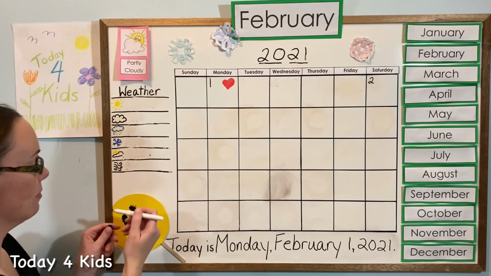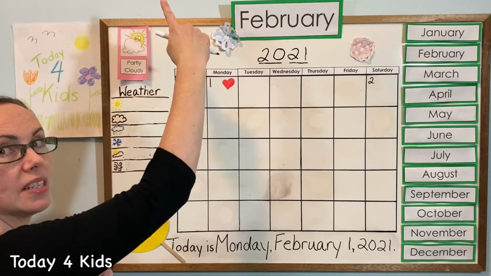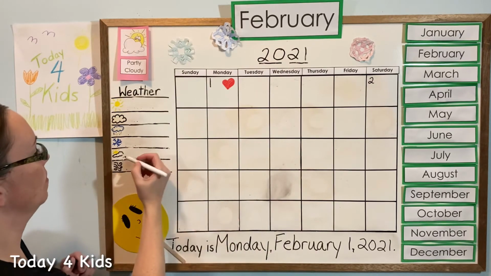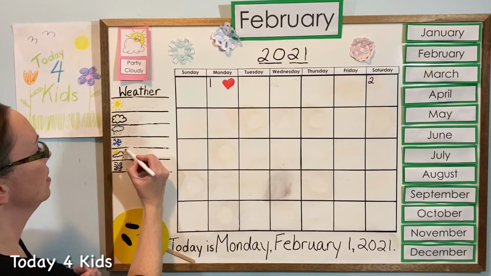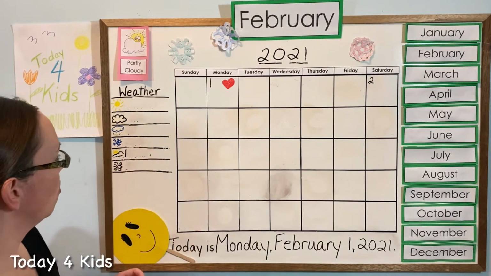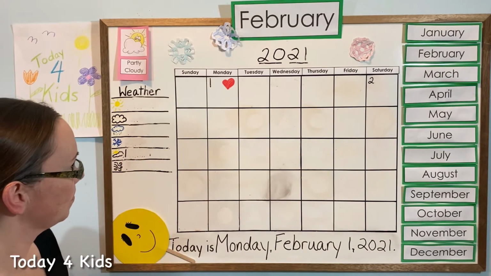Let's make our tally mark. Do you remember? Put your finger up to the sky and strike straight down. Ready? Do it with me again. Put your finger to the sky and strike down. We've got one tally mark in our chart there.